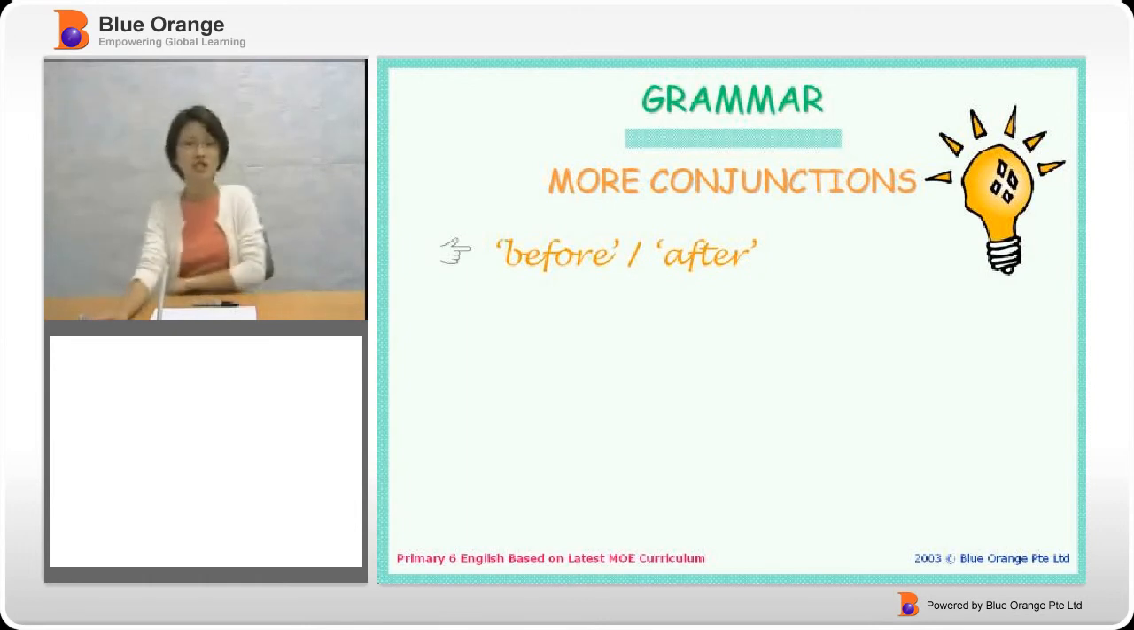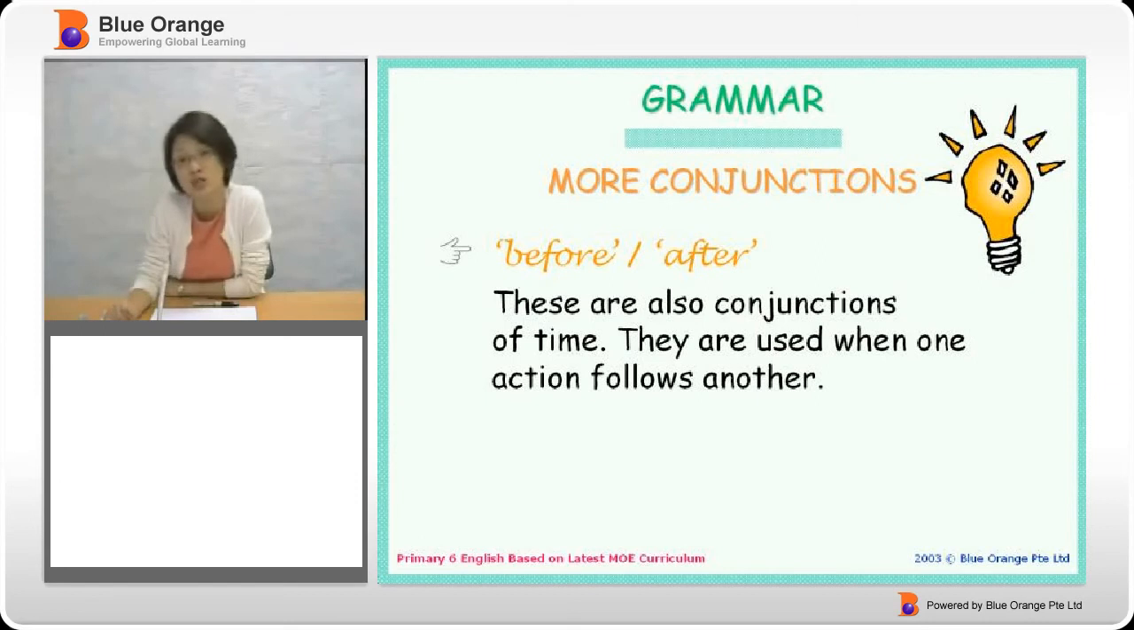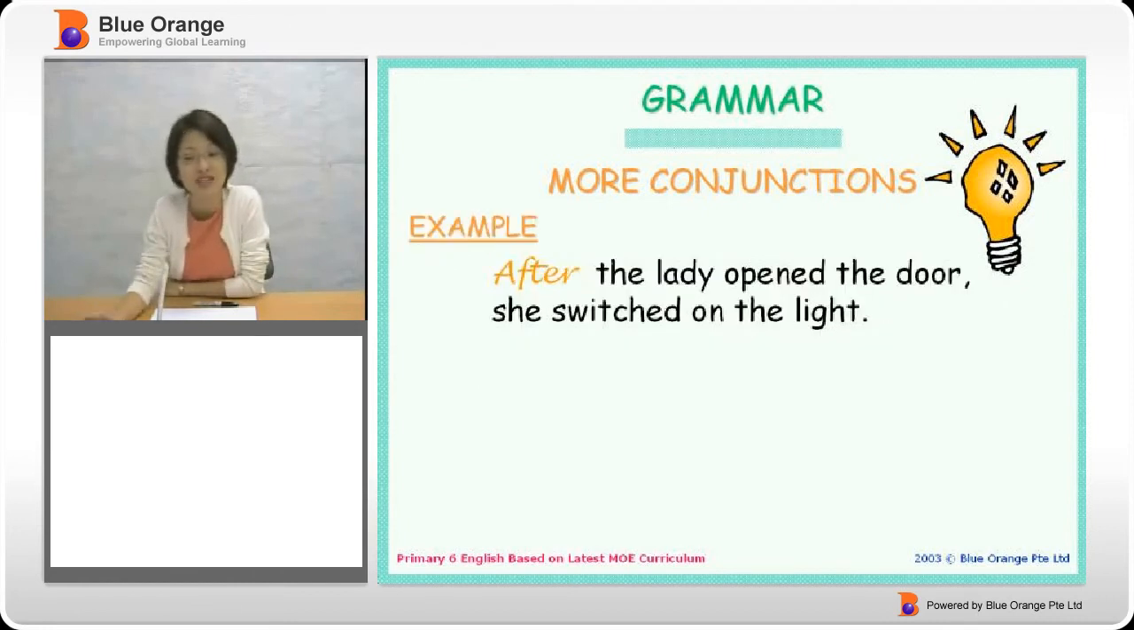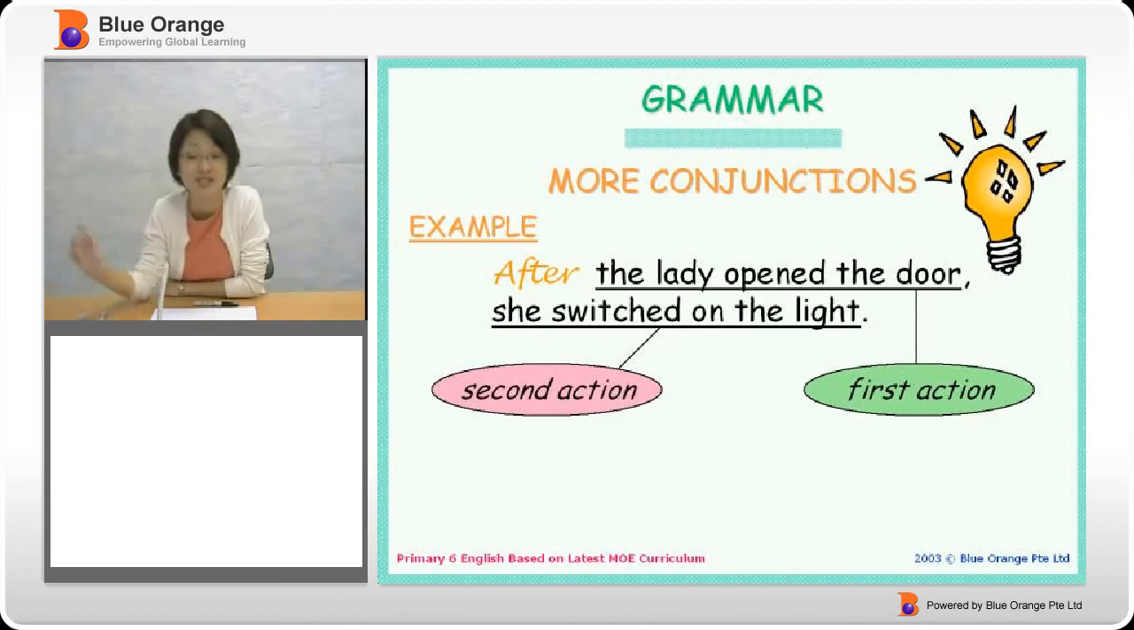The next conjunctions are before and after. I think this should be quite an easy one. It is also a conjunction of time. They are used when one action follows another. Like wash your hands before you eat, rinse your mouth after you have eaten, stuff like that. After the lady opened the door, she switched on the light. What did she do first? Did she open the door first, or did she switch on the light first? Of course, she opened the door first. Then she turned on the lights.